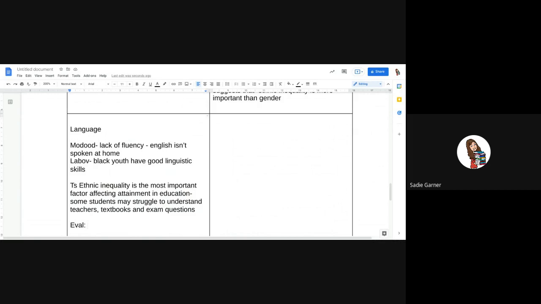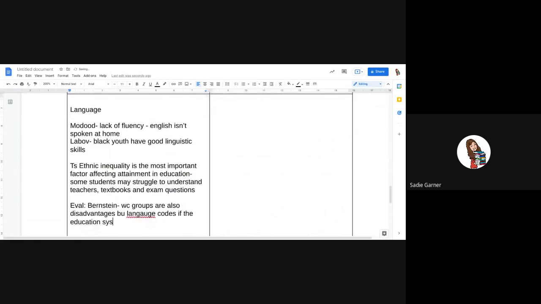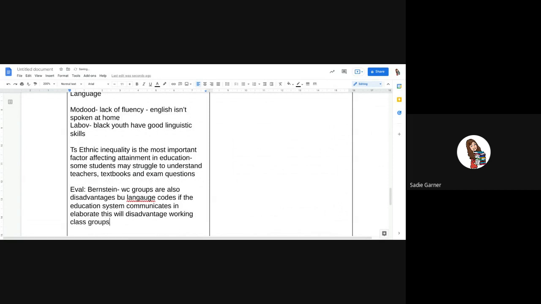So however, on that elaborate and restricted language codes, I'm going to use Bernstein, who notes that however, for Bernstein, working class groups are also disadvantaged by language codes. And if the education system communicates in elaborate, this will disadvantage working class groups, suggesting it is not just minorities who are disadvantaged.